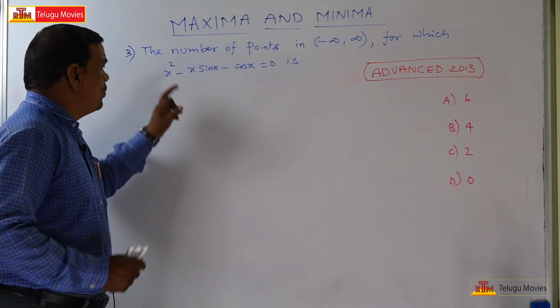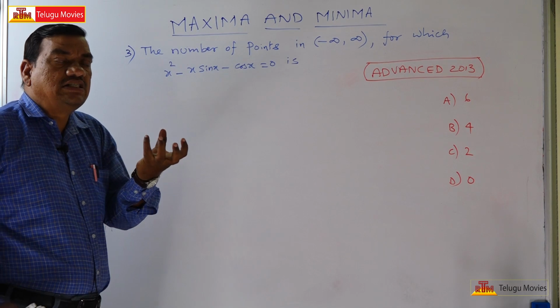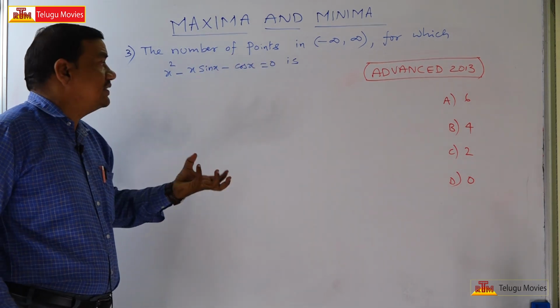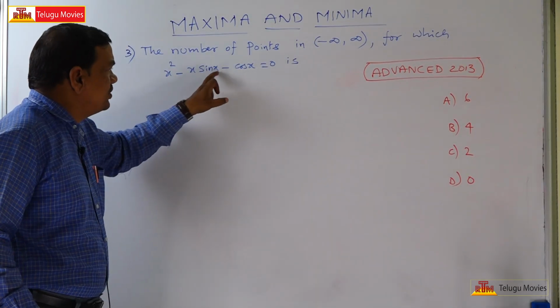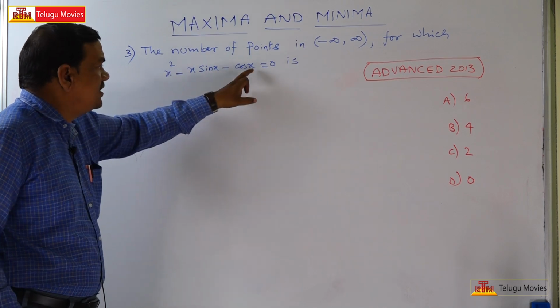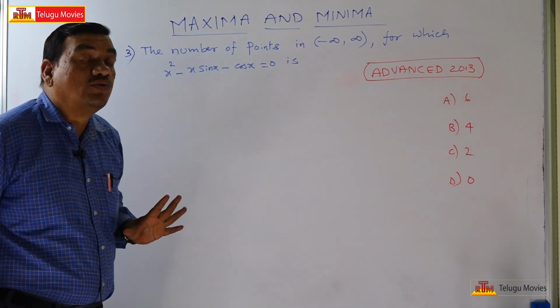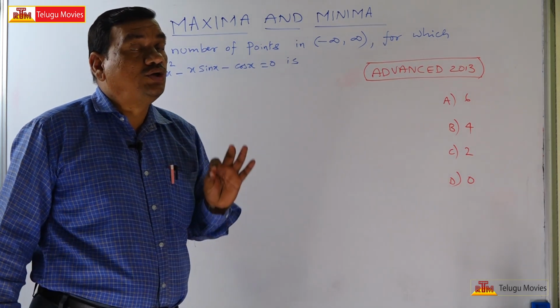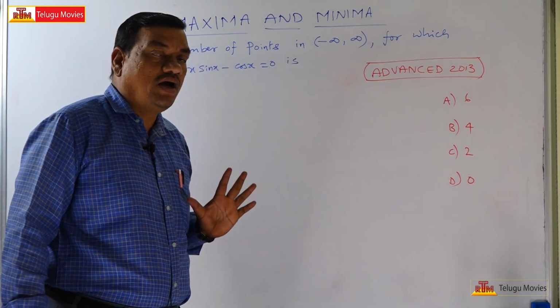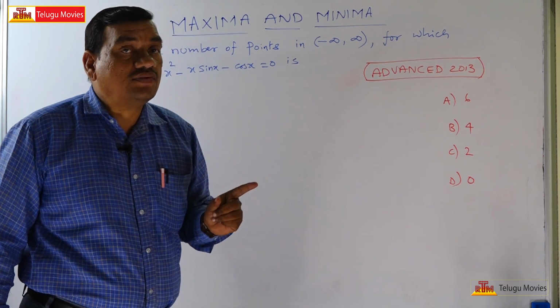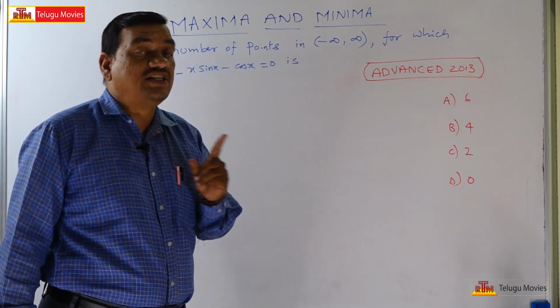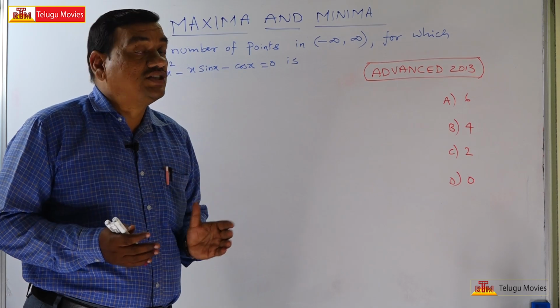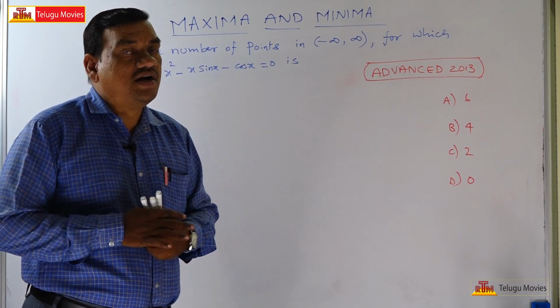The thing is, you have to search the number of points from the set of real numbers, so that if you substitute here, the value should be equal to 0. This type of problem can be done using a graph. If you want to draw the graph, you need to know where it is maximum, where it is minimum, and what the curve nature is. So, you have to use differentiation.